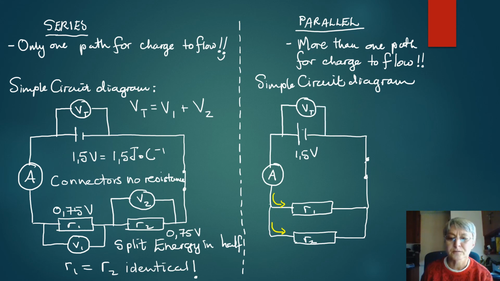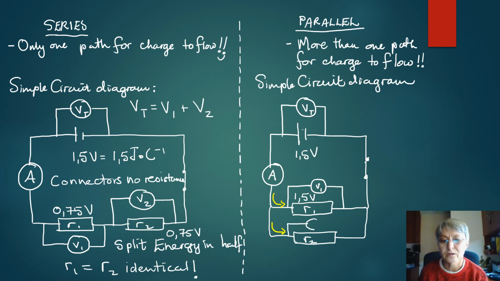the total voltage, is used to push the charge through resistor R1 as well as R2 in the same time. So the voltage drop across R1 would be the same as the voltage supplied by the battery, and the voltage drop across R2, V2, would be the same as the voltage drop across the battery.